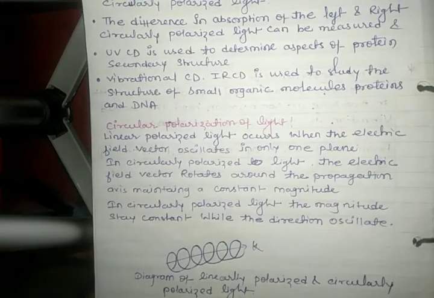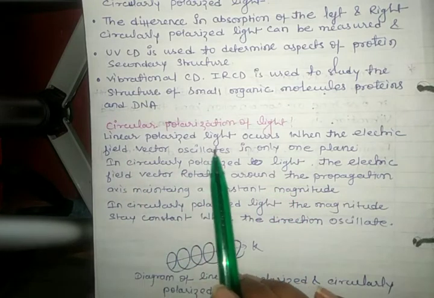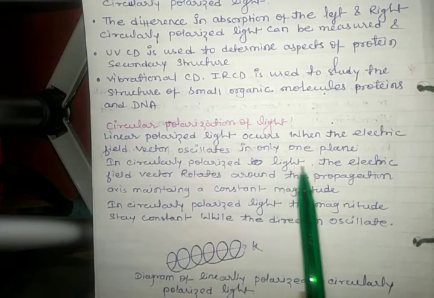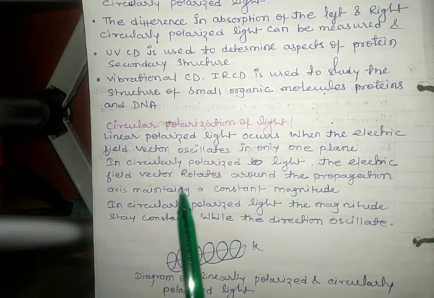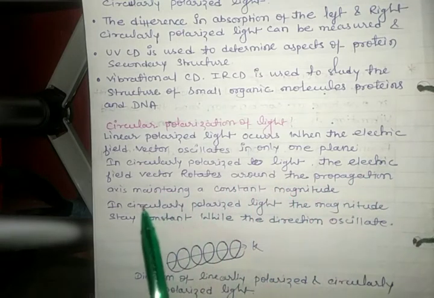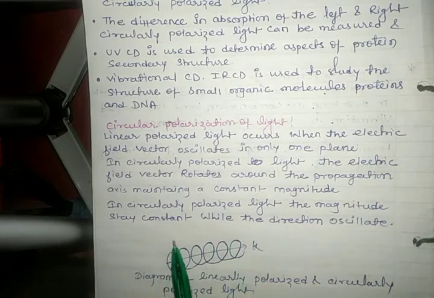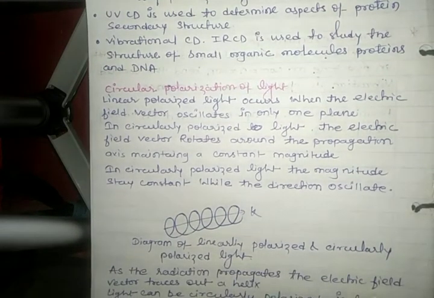Next, we see circular polarization of light. Linearly polarized light occurs when the electric field vector oscillates in only one plane. In circularly polarized light, the electric field vector rotates around the propagation axis, maintaining a constant magnitude. In circularly polarized light, the magnitude stays constant while the direction oscillates. There is a diagram of linearly polarized light and circularly polarized light.